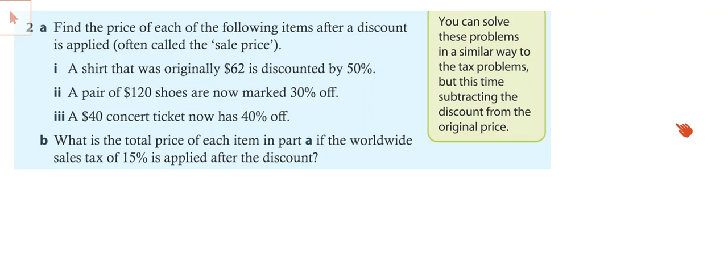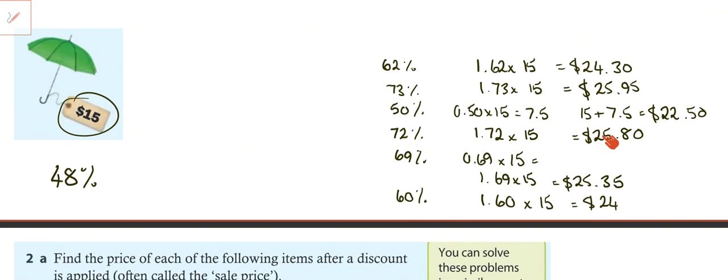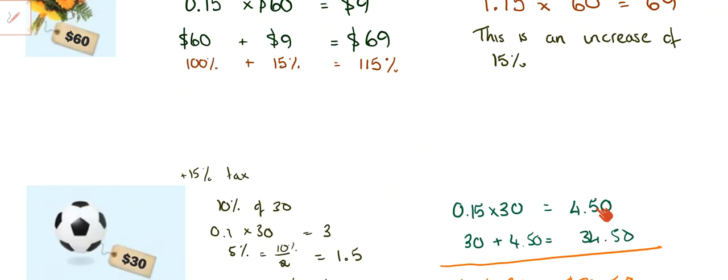It says, find the price of each of the following items after a discount is applied, often called a sale price. So, do you understand what that word discount means? Yeah. What does it mean? Like if you had 50% off. Okay.